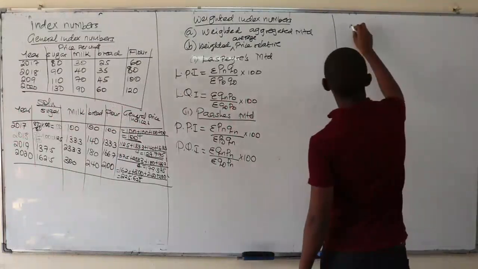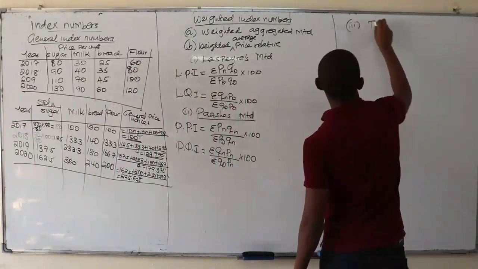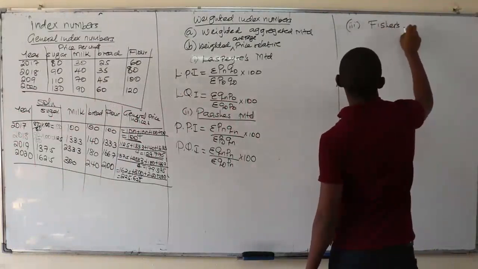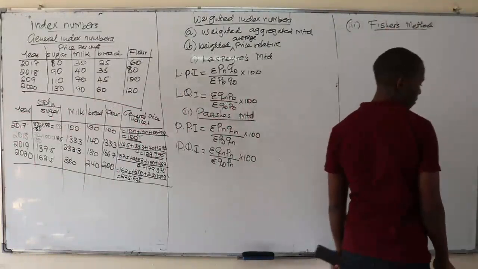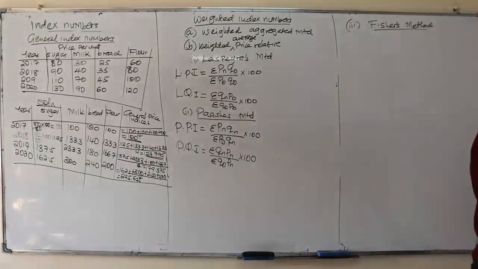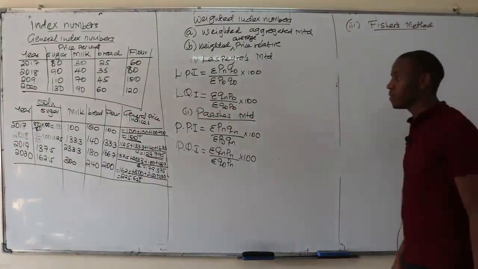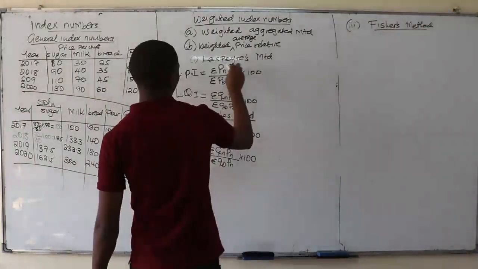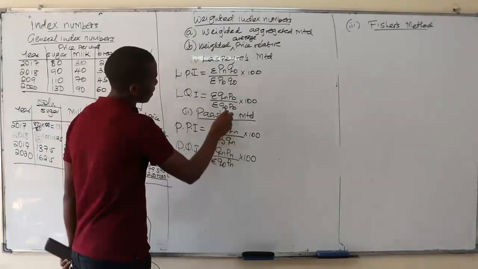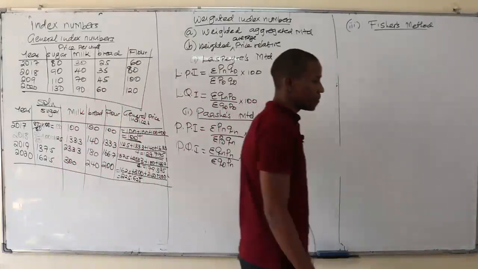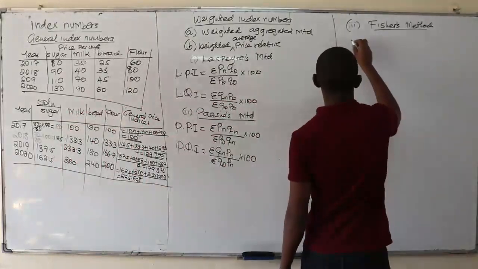Then number Roman 3 is what we call Fisher's method. This is the geometric mean of the Laspeyres method and the Paasche method.